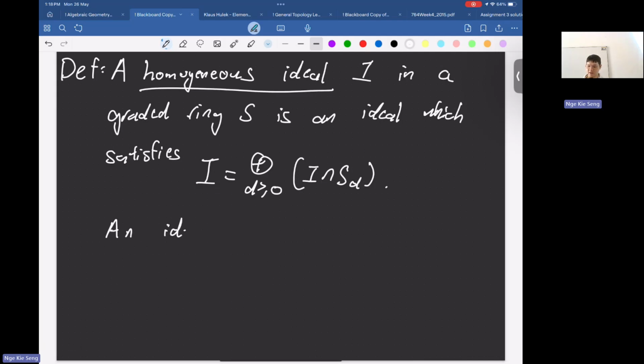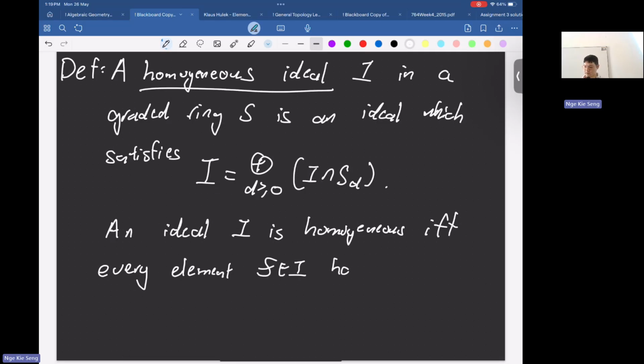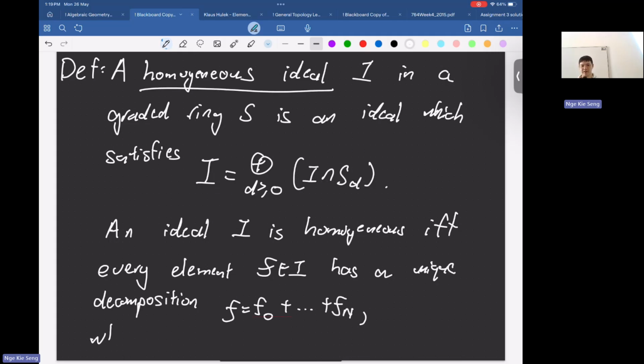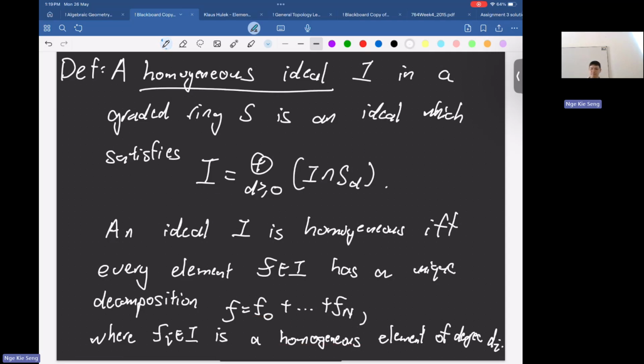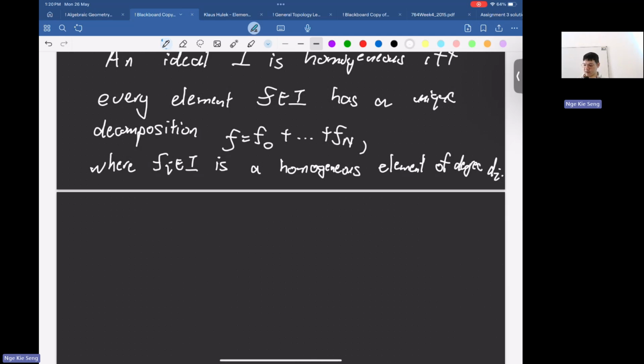In other words, an ideal I is homogeneous if and only if every element in I has a unique decomposition. The result of the intersection being 0 is that you will have this unique decomposition, because you cannot get different homogeneous parts. You cannot get parts from different homogeneous graded pieces of degree d_i. Does it make sense? So every element in I can split into a unique decomposition, like what we did for the polynomial.